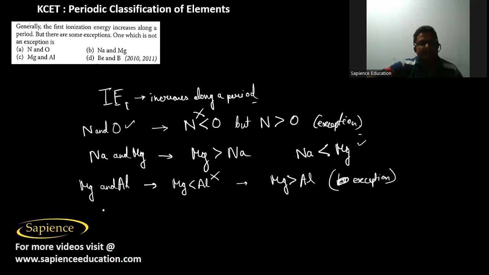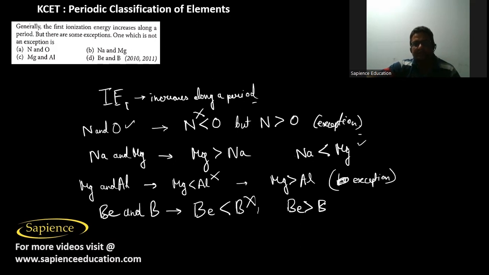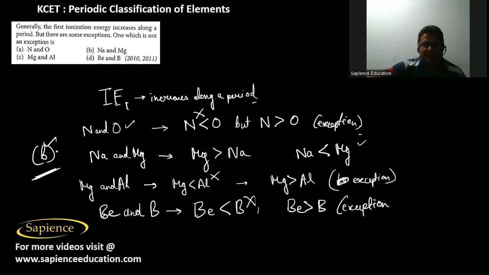And for beryllium and boron also, there is an exception. The expected order is that the ionization energy of beryllium should be less than that of boron, but it is wrong. The ionization energy of beryllium is higher than that of boron, since beryllium has a fully filled electronic configuration, which is more stable than that of boron. So here it is also an exception. So only for option B there is no exception. So option B is the correct answer.